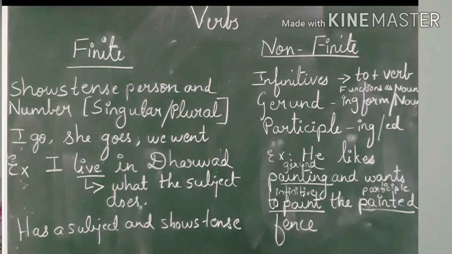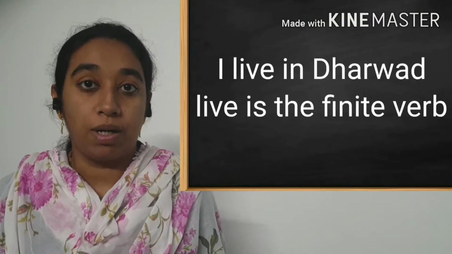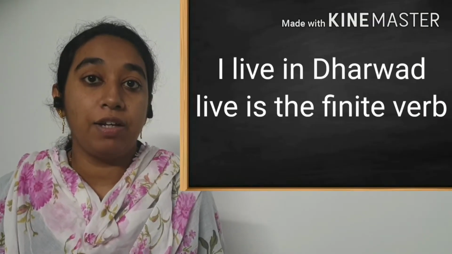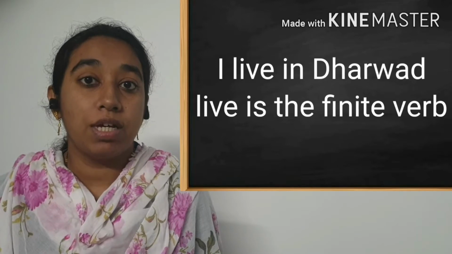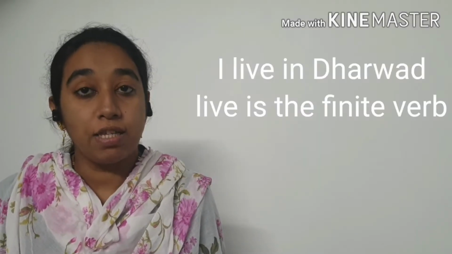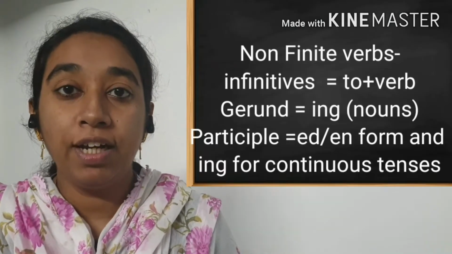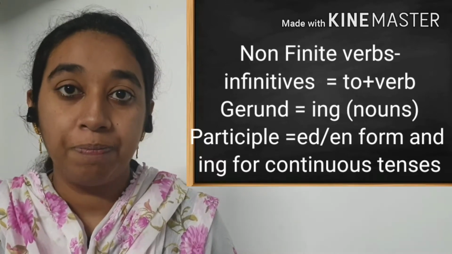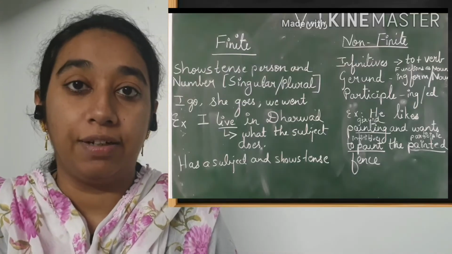Another example: I live in Dharwad. Live is a finite verb. It shows us the tense as well as it also has a subject. Live tells us what the subject does. Non-finite verbs are infinitives, participle and gerund.